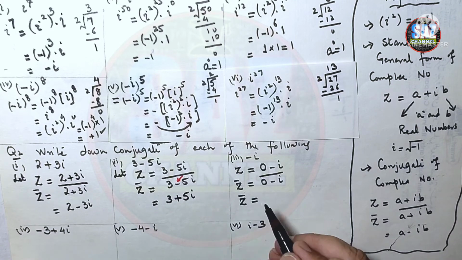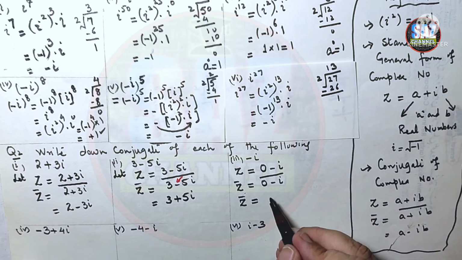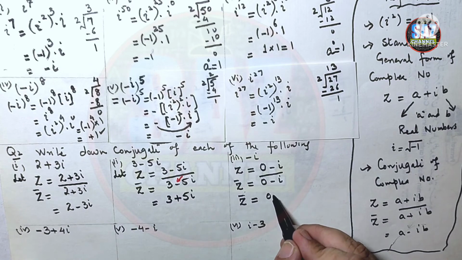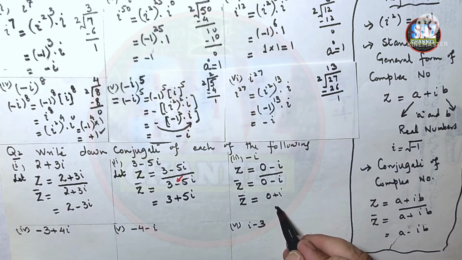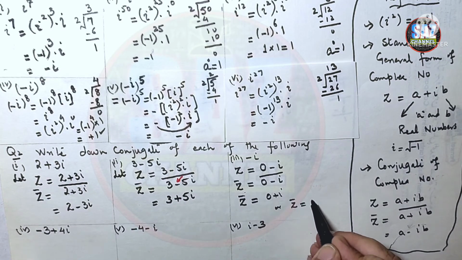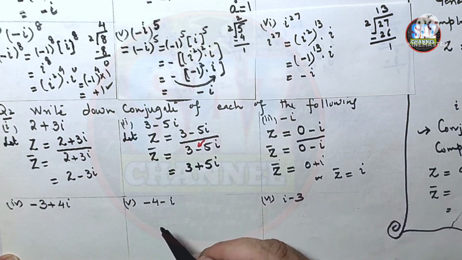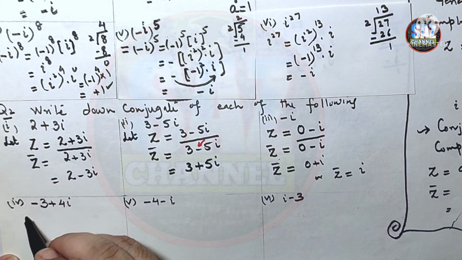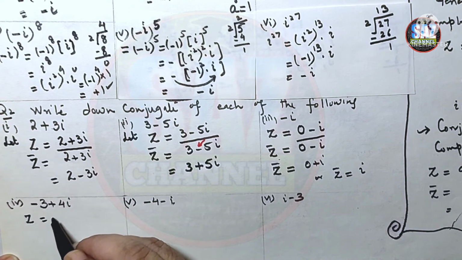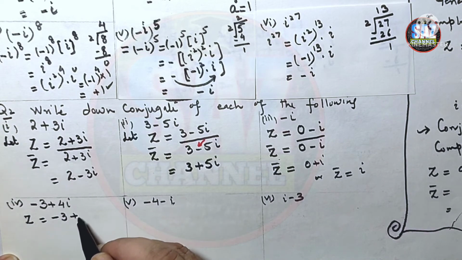Z bar, where the change will be coming on the sign of the imaginary term: 0 plus iota, so z bar will be equal to only iota. Okay, moving to the next part, that is minus 3 plus 4 iota. Again, suppose that z is equal to minus 3 plus 4 iota.